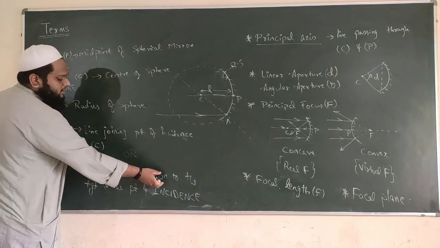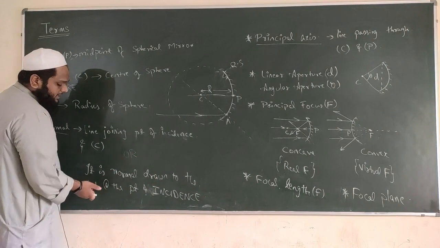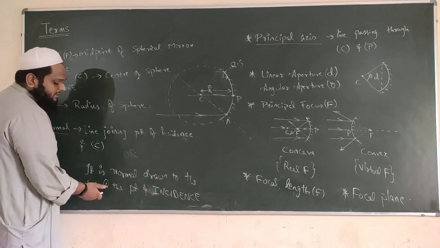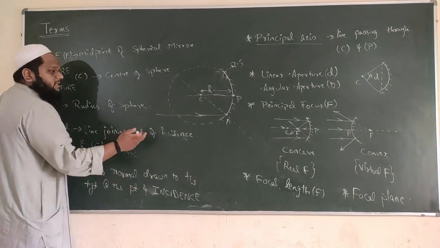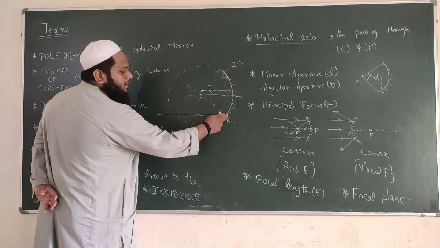Statement. It is a normal drawn. That means it's just a line drawn to the tangent. There has to be some tangent. Where is the tangent? At the point of incidence. So first, this is the point of incidence, point A. Let me draw a tangent.